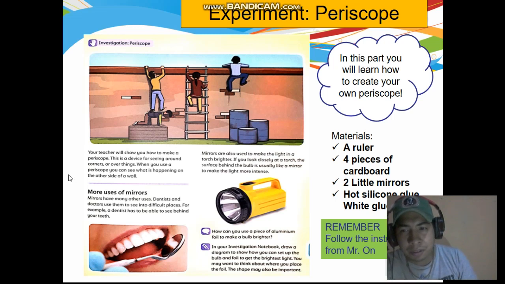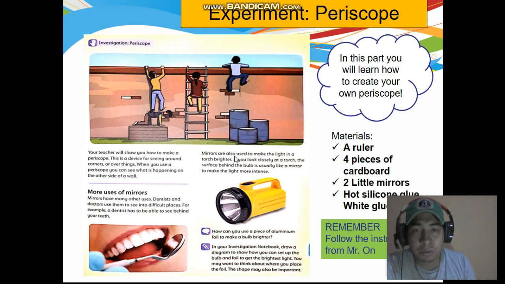So mirrors have many other uses. This is important to remember. Dentists and doctors use them to see into difficult places. For example, a dentist has to be able to see behind your teeth. And you know that in our mouth it's difficult for a dentist to see. So they use a mirror to help him or her to look at inside our teeth.